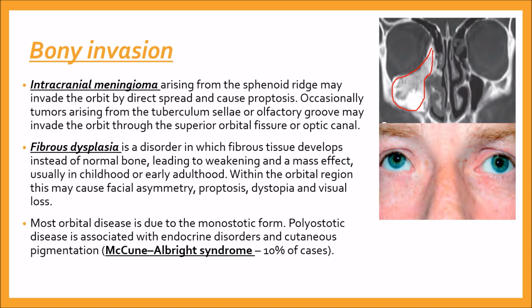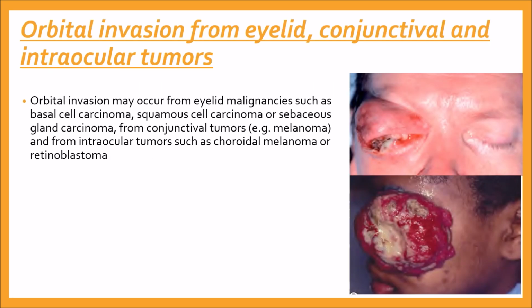Now, within the orbital region, this may cause facial asymmetry, proptosis and dystopia, and visual loss. Most orbital disease is due to the monostotic form. Polyostotic disease is associated with endocrine disorders and cutaneous pigmentation, which is McCune-Albright syndrome, which occurs in 10% of the cases. Now, the next modality is the orbital invasion from eyelid, conjunctiva, and intraocular tumors.